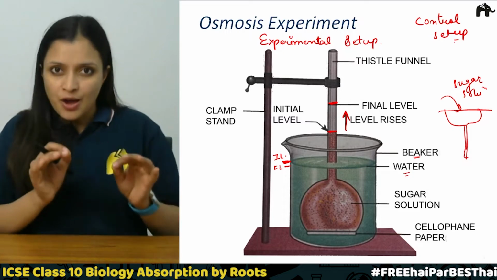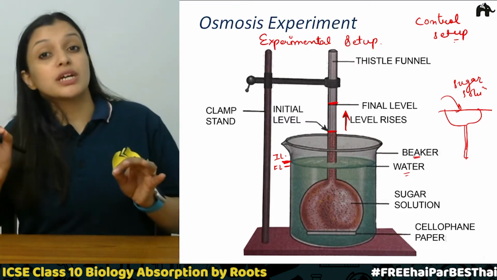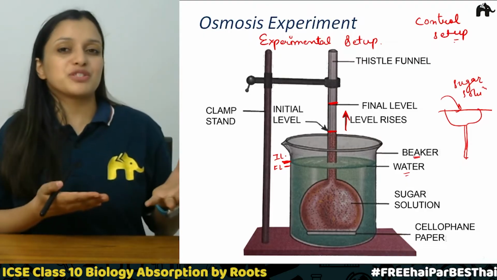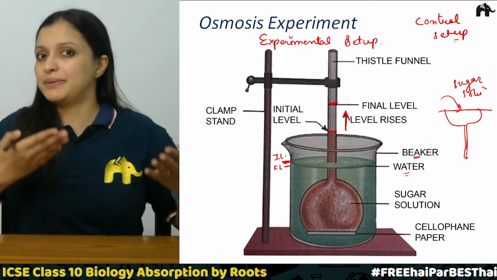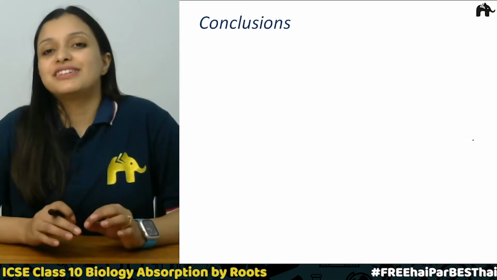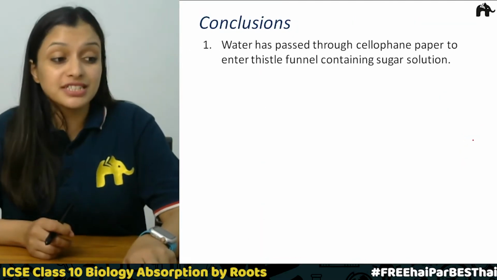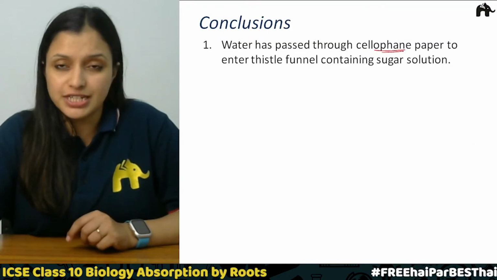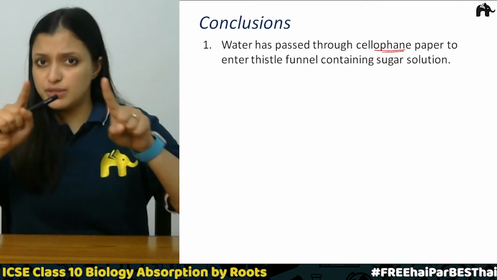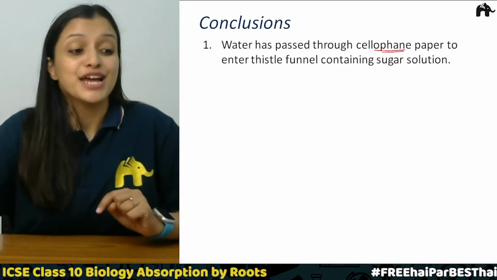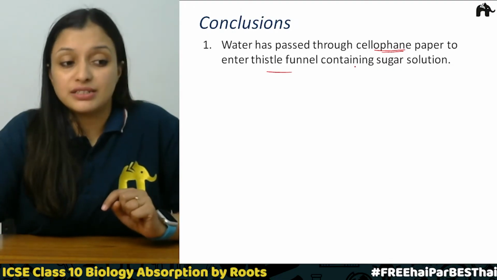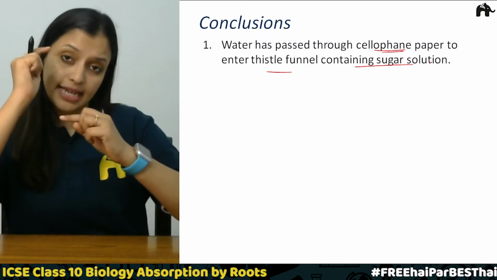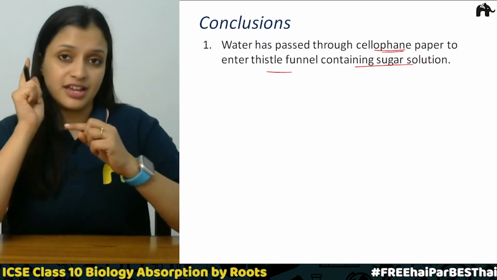Right? So now let us look into the conclusions that are made on the basis of these observations in this experimental setup. The first conclusion is water has passed through the cellophane sheet with which we covered the thistle funnel, correct? To enter the thistle funnel containing the sugar solution. Now we saw that there was a rise in the level of the sugar solution, correct?